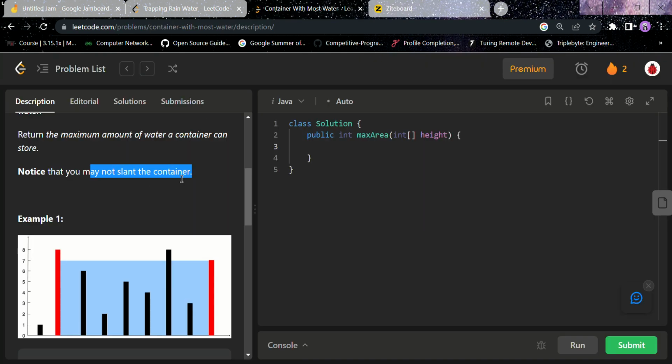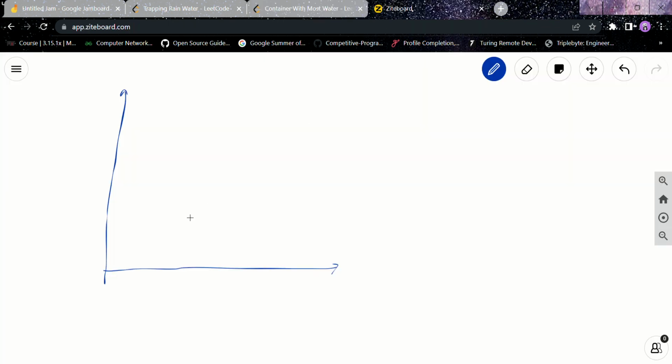It means we have an x-axis and we have a y-axis. We cannot slant the container. That means all the vertical lines should be exactly at 90 degrees.